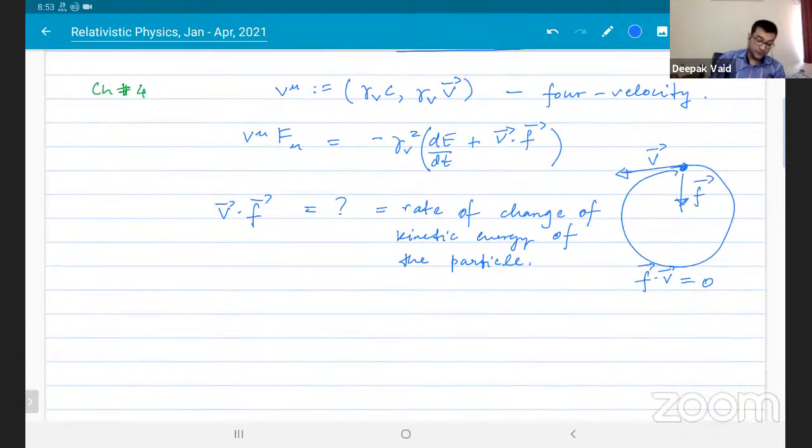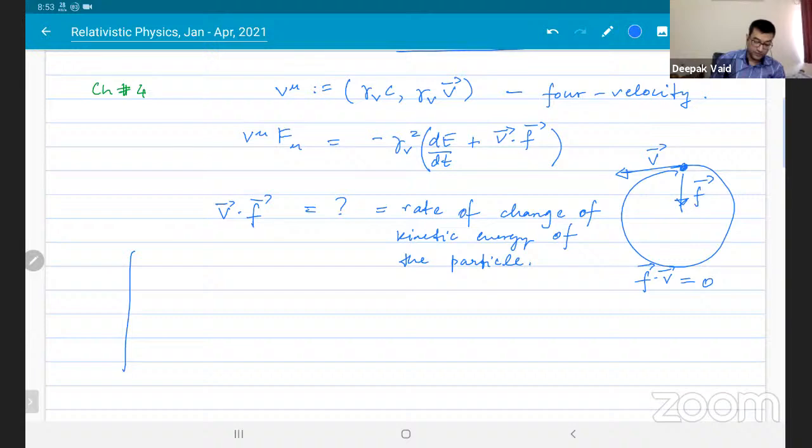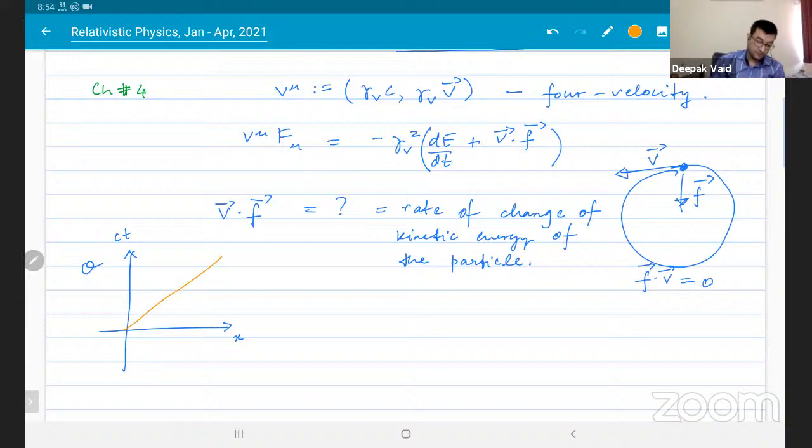Now, this expression is calculated according to some observer who is looking at the particle. So this is some observer, right? And let's say the trajectory of the particle is like this. And at this point over here, we have some four-velocity and some force. Okay, so now, but we can also go to the rest frame.